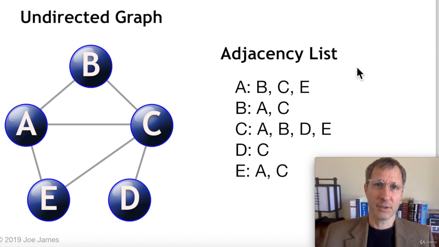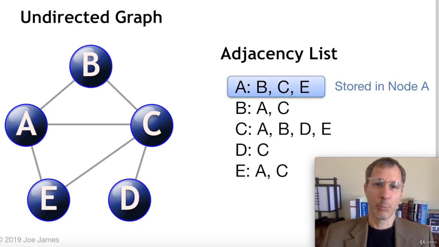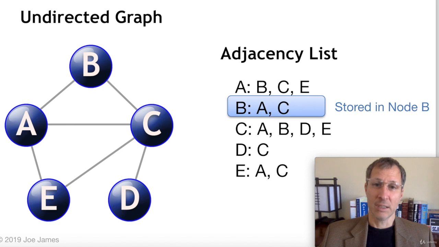In an adjacency list implementation, each vertex would store its own list of vertices that it's connected to. So in this case, A is connected to B, C, and E, and that list of neighboring vertices would be stored in node A's neighbor list. And node B is connected to vertices A and C, and that would be stored in node B's list of neighbors.